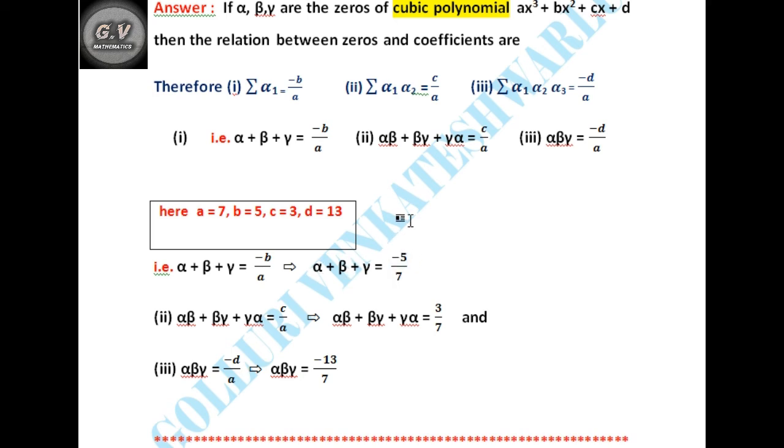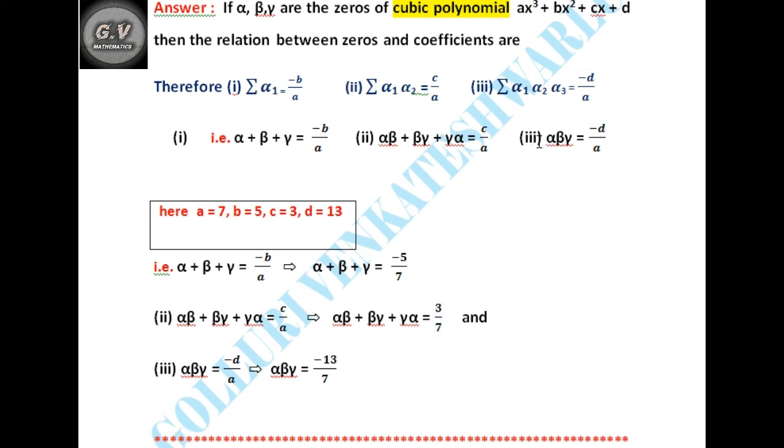Next, coming to the second condition, summation of alpha 1 alpha 2 is equal to c by a. What is the meaning of this? Summation means the sum of all the possible products of two zeros taken at a time. That is the value of c by a. Nothing but alpha beta plus beta gamma plus gamma alpha equals c by a. What about the value of c? The x coefficient is 3, and the a value is 7. Answer: 3 by 7.